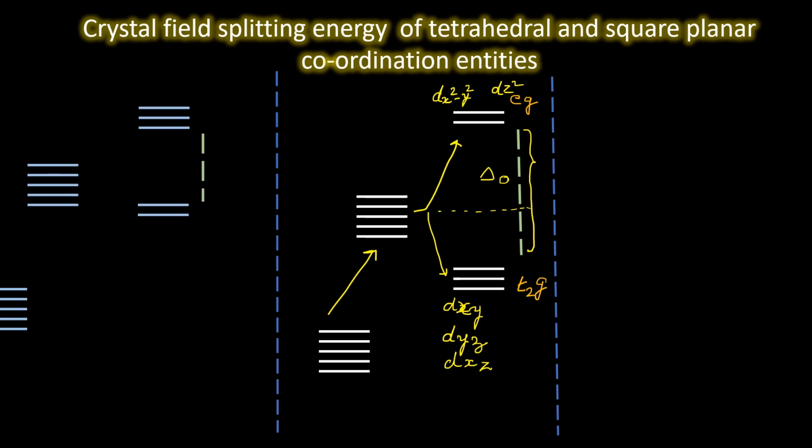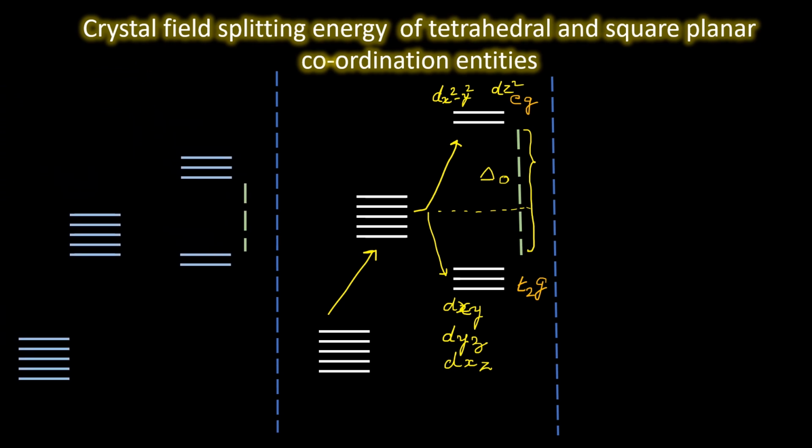Now we will take up tetrahedral coordination entities and compare its crystal field splitting energy with that of octahedral. The energy diagram is given there. In the case of tetrahedral coordination entities, the t2 orbitals, which are at a lower energy level in the case of octahedral complexes, get reversed and become higher energy levels, and the e orbitals, which are at higher energy level in octahedral complexes, become lower energy level orbitals in the case of tetrahedral complexes.